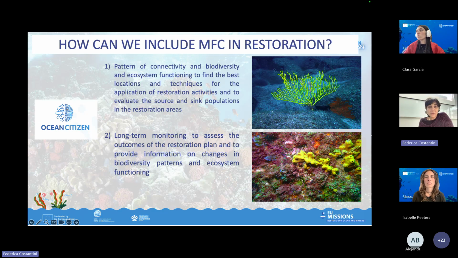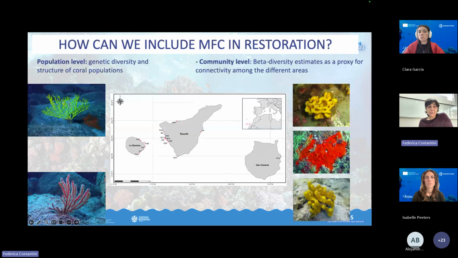And then we would also like to use the marine functional connectivity approach for long-term monitoring and to assess the outcome of the restoration plan and to provide information on changes in biodiversity pattern and ecosystem functioning. To answer these two questions, we performed different field expeditions in the last years in two islands of the Canary Islands, in particular in Tenerife, where the restoration plan will take place, and in an island in front of Tenerife called La Gomera.